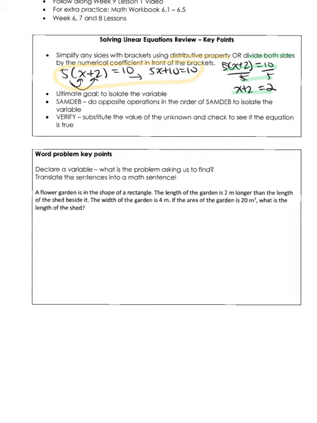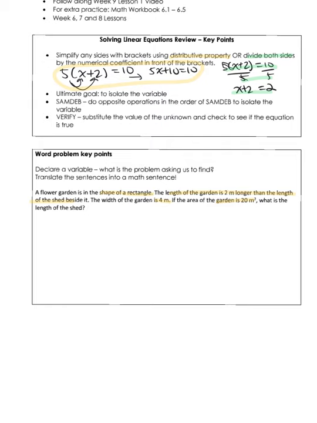So looking at this question, we have a flower garden is in the shape of a rectangle. So that is important information. We have a rectangular shape. The length of the garden is 2 meters longer than the length of the shed beside it. The width of the garden is 4. And the area of the garden is 20 meters squared, okay? So that's a lot of information there, but we're going to come back to it, okay?